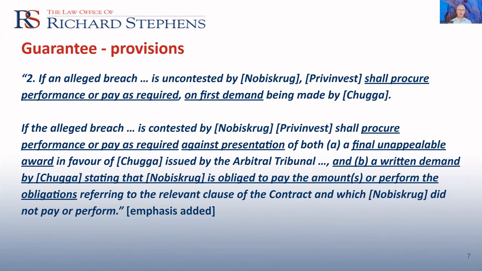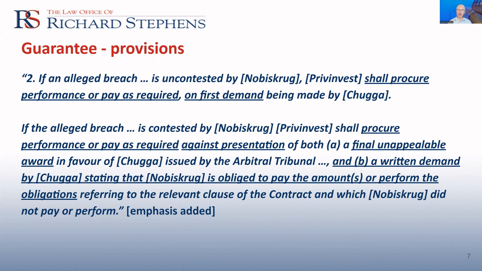I've broken it into two because the first few lines deal with if there is an uncontested breach. The second, if there is a contested breach. It's all one block of text, not the way I personally would do it, but there we are. If an alleged breach is uncontested by Nobis Group, this yacht builder, Priv Invest shall procure performance or pay as required. Now, I interject again at this point to say that is wonderful, perfect wording for a see-to-it guarantee, a contract of suretyship, as it is also known. That's the sort of wording you should be using.